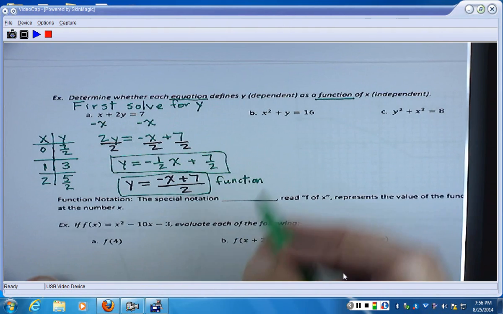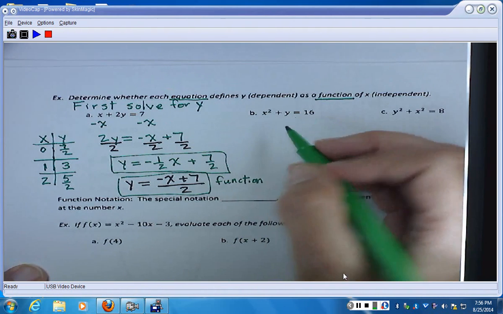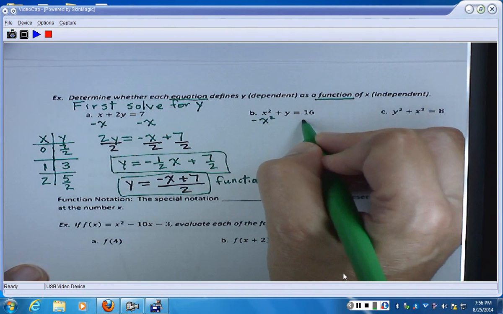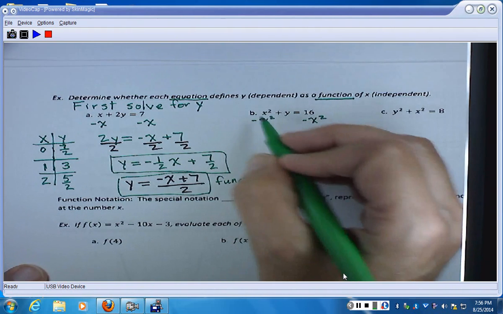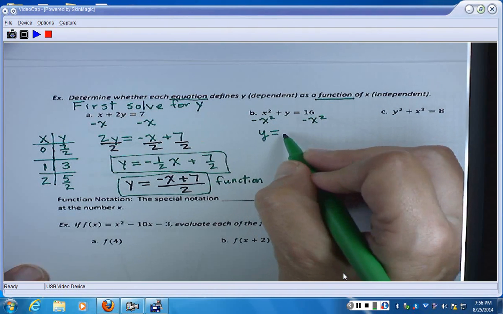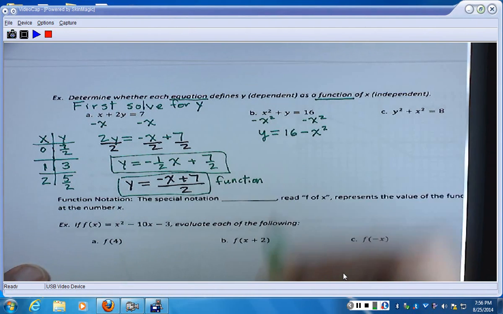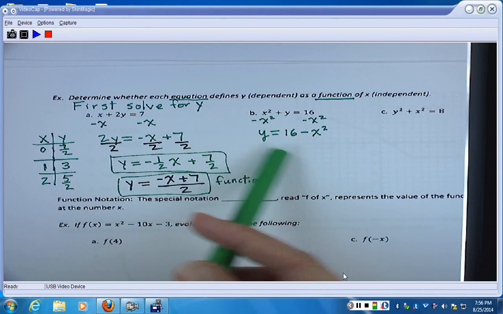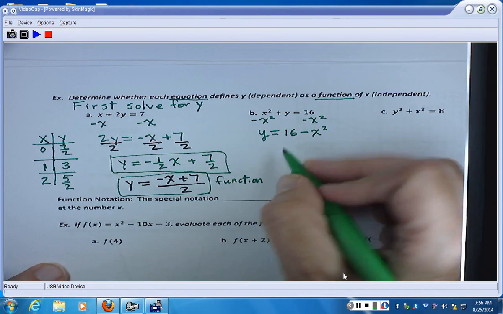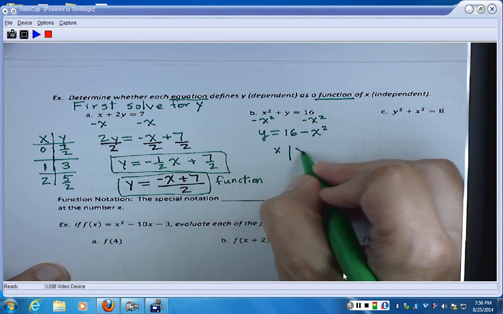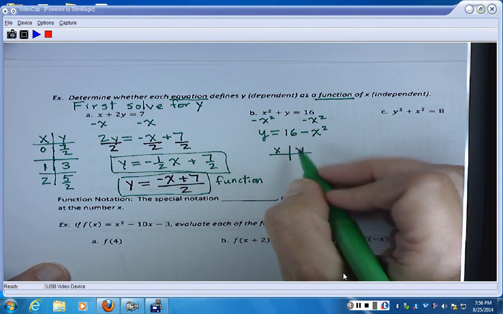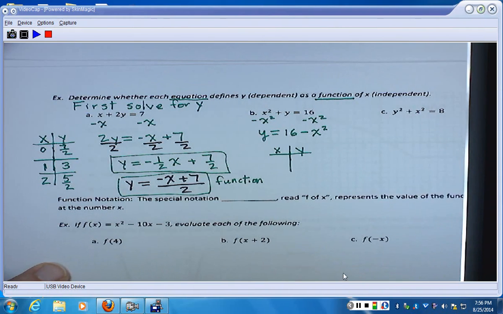Okay, the next example, solve for y. We just need to subtract our x squared. And they're not like terms, so you're going to get y equals either 16 minus x squared or negative x squared plus 16, either way. You have y equals 16 minus x squared. Make an xy table and see, when I plug in numbers for x, can I get 2 numbers here?